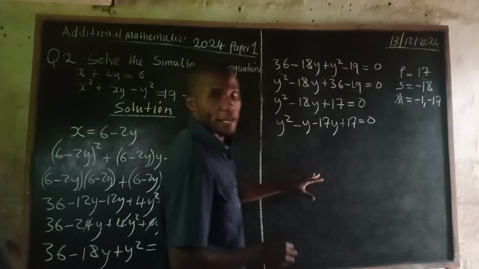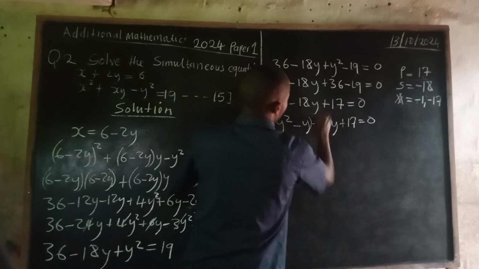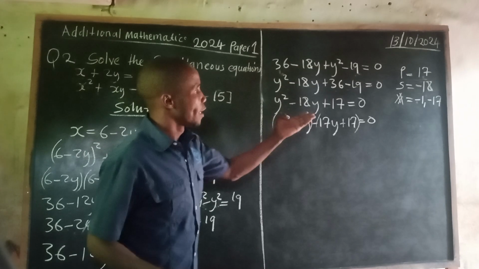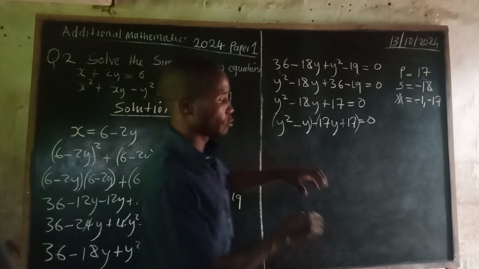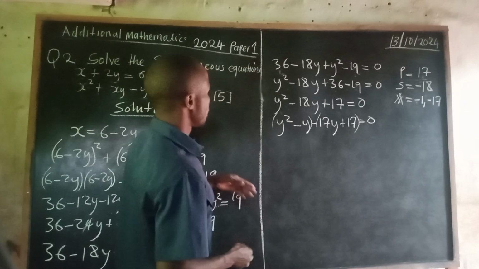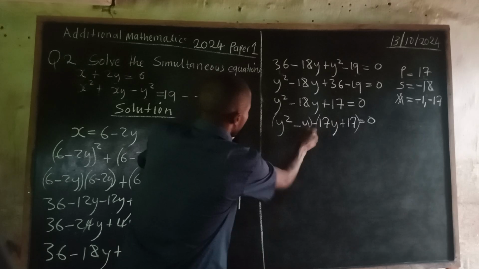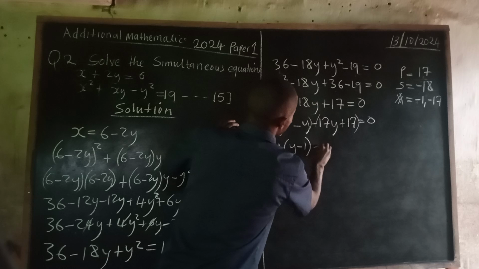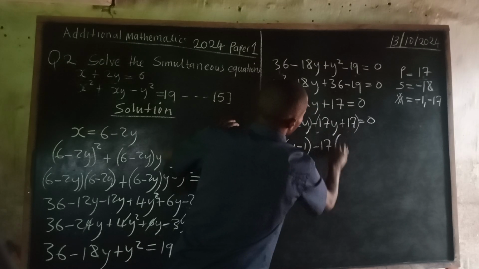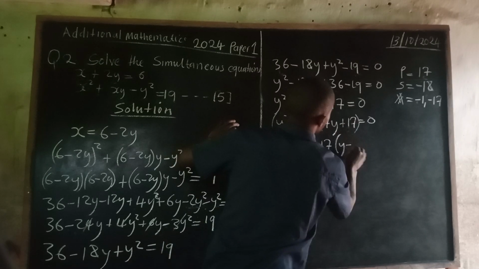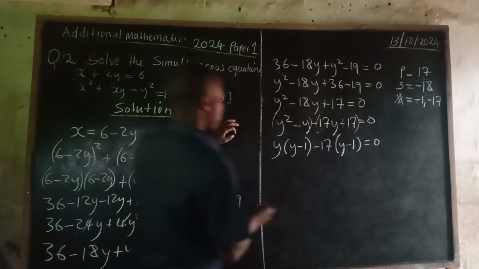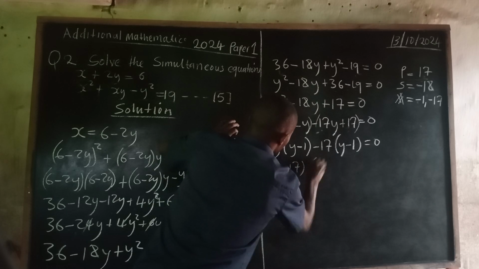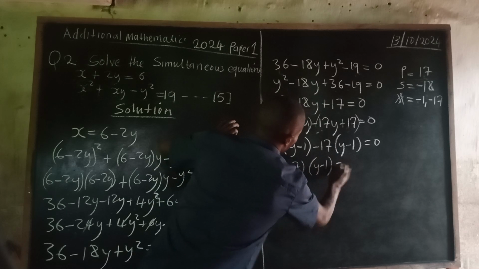From there, we can divide them like this. Then we factorize. That's why this method is named the factorization method, because it involves factorization. Here we are going to find the common factor. The common factor here is y, so y times y minus 1. Then minus, the common factor there is 17, so minus 17 times y minus 1 equals 0. Then from there we group them.